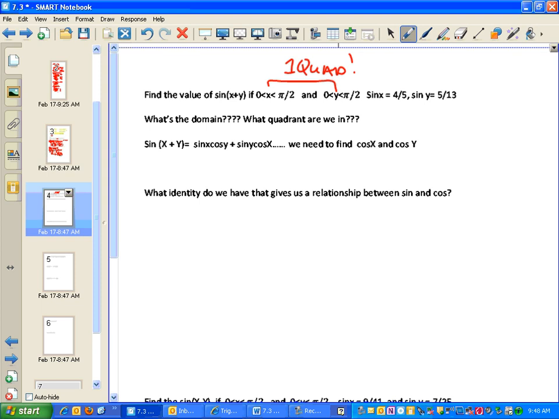So what identity do we have to give us a relationship? Well, we've got the sine squared plus the cosine squared equals 1. But remember, I also showed you another way. If we're in quadrant 1, and I know that the sine of my angle is 4/5, I can just plot a right triangle, can't I?